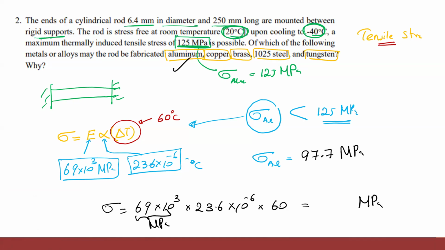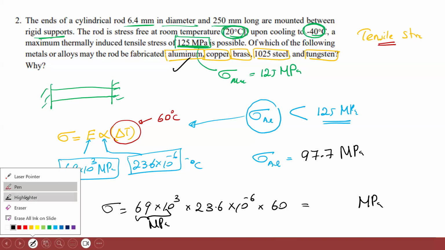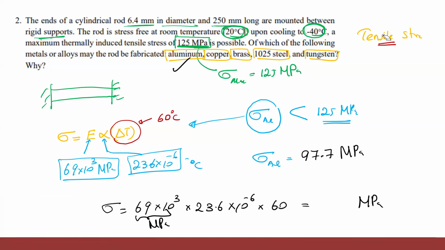So I want you to check copper, brass, steel, and tungsten in the same way. You use the same equation. The only thing is your E and alpha will be different. I'm going to write the E and the alphas here. So you have to do it and tell me which ones are okay and which ones are not okay. So for copper, E will be 110 times 10 to the 3 megapascals, and alpha will be 17 times 10 to the negative 6 per degree Celsius. That is for copper.